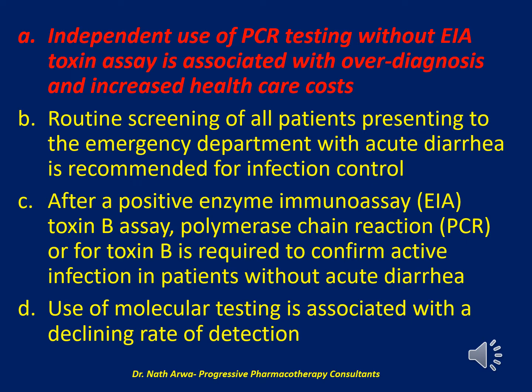Answer C is incorrect because the toxin B assay, though not as sensitive, is predictive of true infection, and confirmation is not necessarily required. Also of importance, these tests should not be done on anyone who does not have acute diarrhea. Answer B is incorrect because routine screening on all patients would only result in false positives and overdiagnosis. This has not been proven to reduce the risk of CDI.